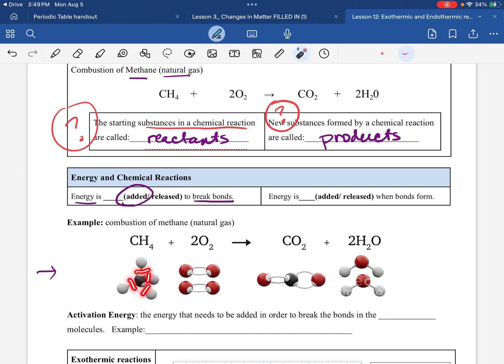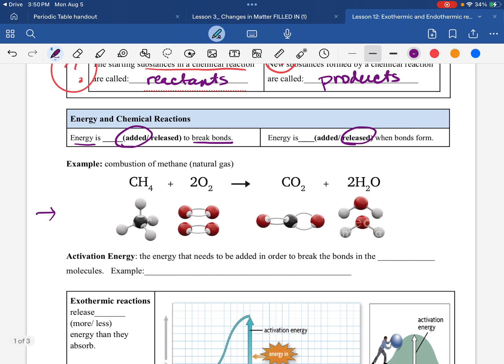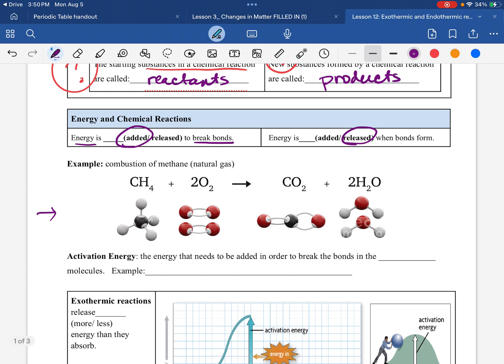Then on the other end, if we are needing to break the bonds here in our reactant molecules, all these bonds, energy will need to be added in the form of heat. Then when the new bonds form, it's the opposite. Bonds forming release energy. Just like if we were to hold two strong magnets next to each other with opposite poles faced toward each other, we could just let go of them and they would slam together on their own. We wouldn't have to add any energy.